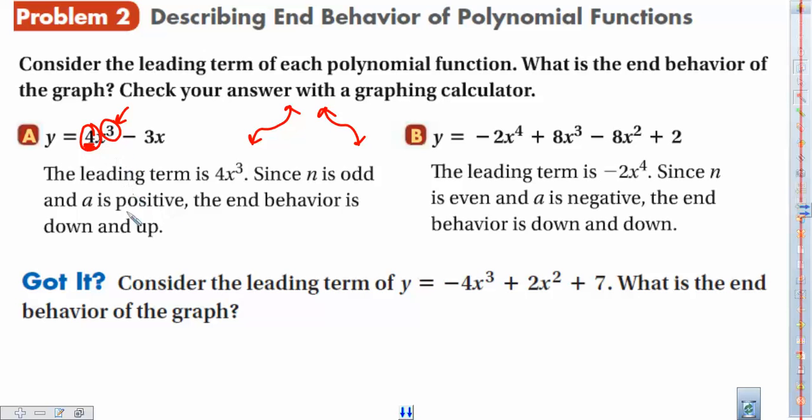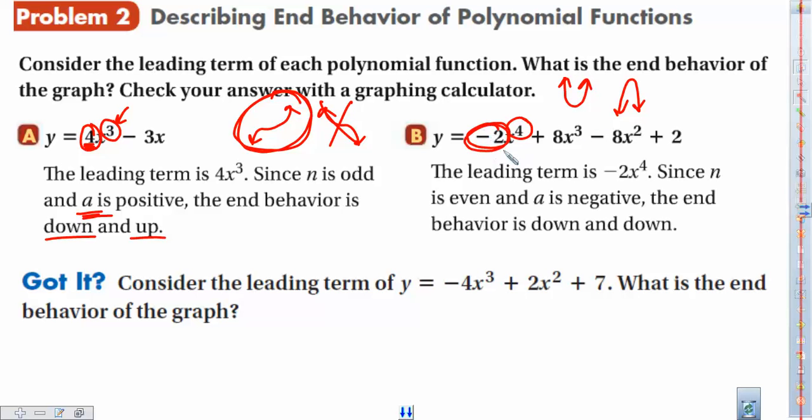Because the 4 is positive, that means it must be this graph right here and not this one. So all you need to do when you answer that question is down, up. Okay? See how this one is even? So that means we're either here or there: up, up, or down, down.